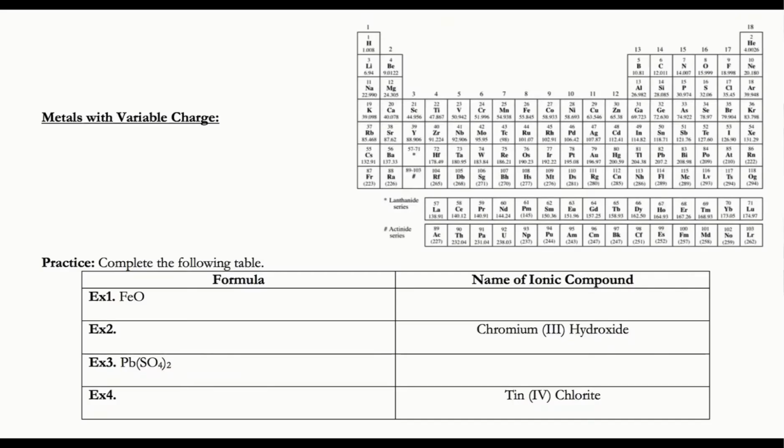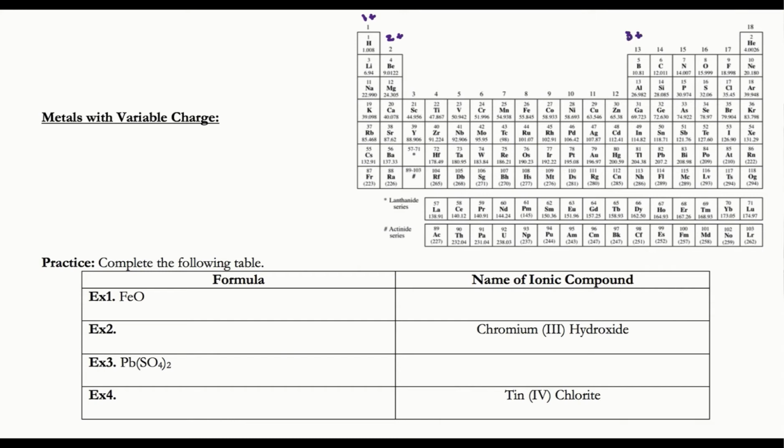So in the last lesson, I discussed how to write the formula and the name for ionic compounds of known charge. Well, what exactly does that mean, known charge? What would be unknown charge or variable charge? Well, here's the situation. Remember, if we look at our periodic table, I know group 1 always has a +1 charge, group 2 is +2, and group 3 is +3.